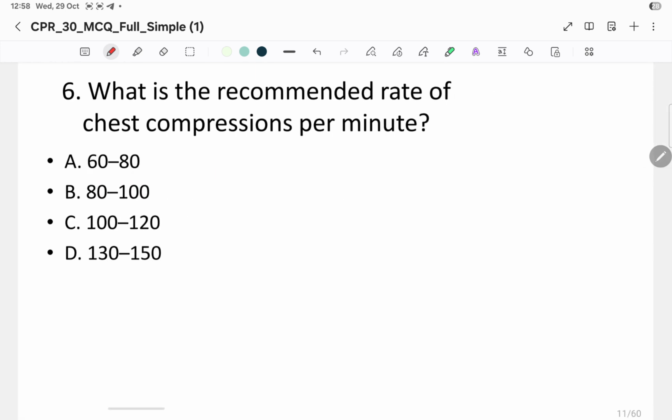Next, what is the recommended rate of chest compressions per minute? Option A, 60 to 80, B, 80 to 100, C, 100 to 120, D, 130 to 150. And the correct answer is option number C, 100 to 120 compressions per minute.